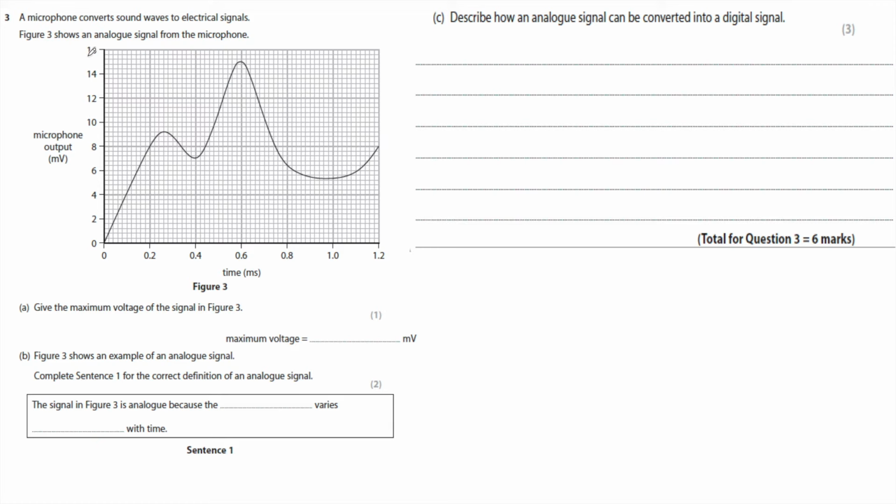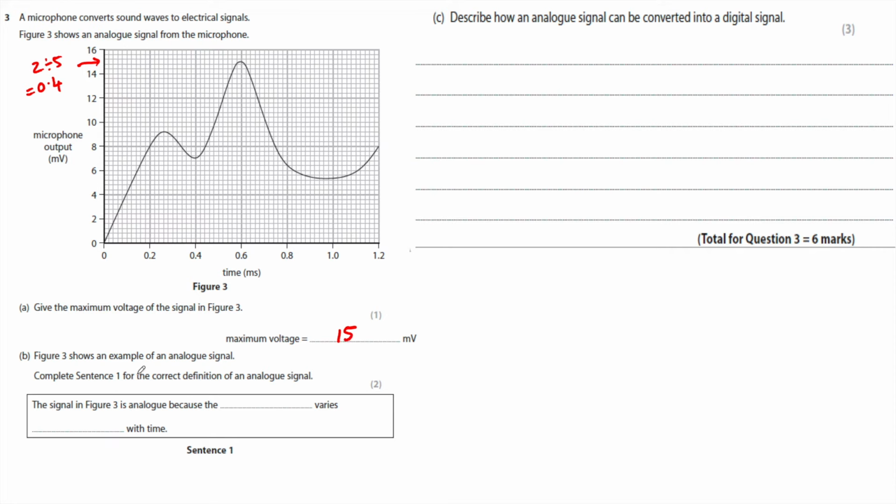Now, what you need to do is to check your scales here, because you've got 5 squares in 2. So 2 divided by 5 is equal to 0.4. So if you have a look here, it's exactly 15. The mark scheme allowed you 14.8 to 15.2.